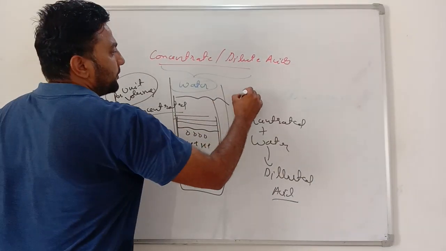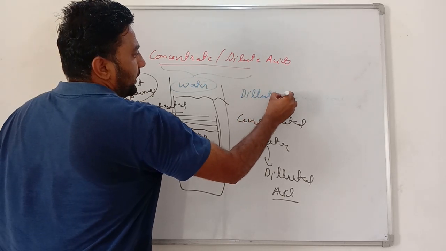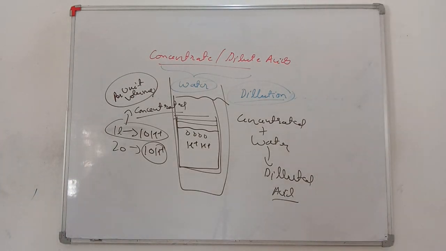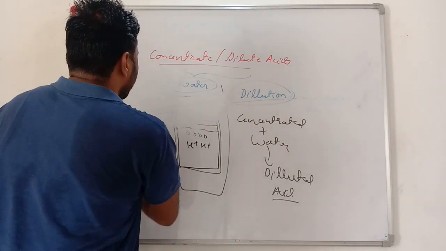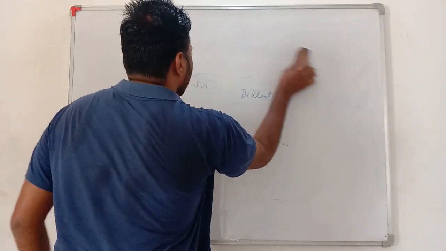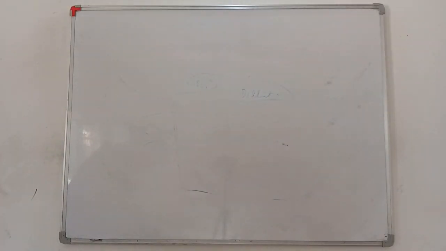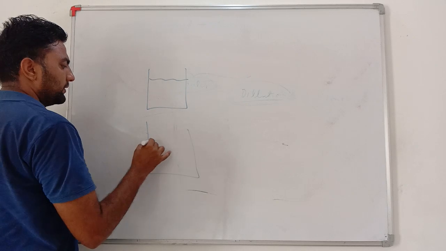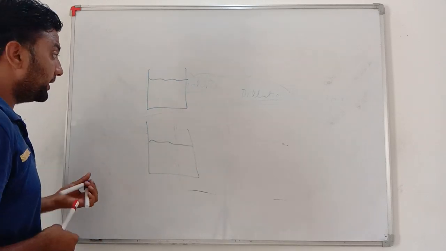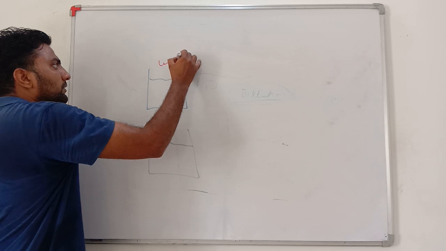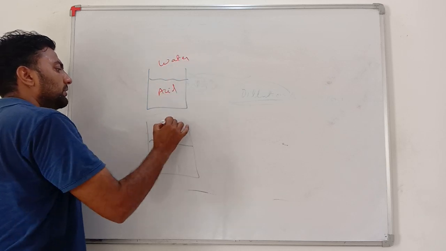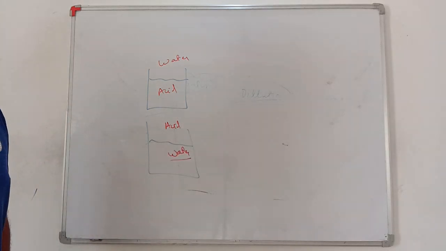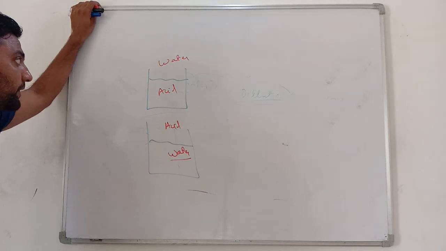Very important, the process of adding water or diluting the solution is known as dilution. Very important. In dilution, few things need to be taken care of. The main thing is that this is acid, this is water. While diluting, we must add water in acid or acid in water. Very important, dear students. This must be taken very care of.